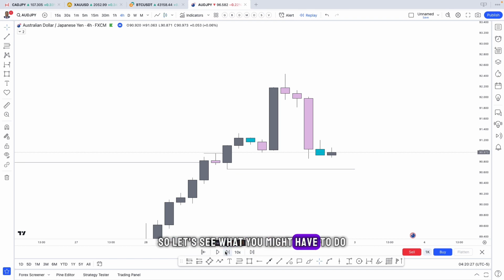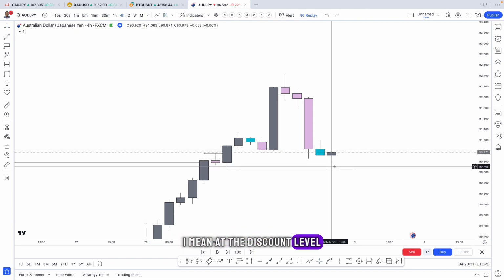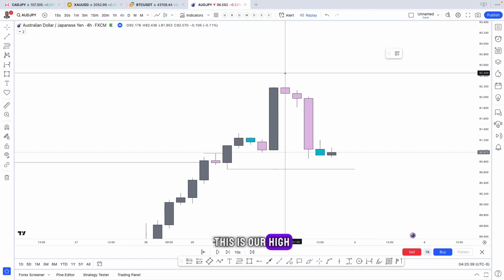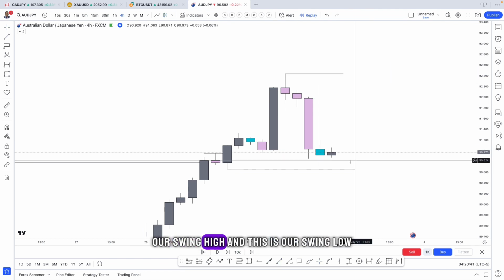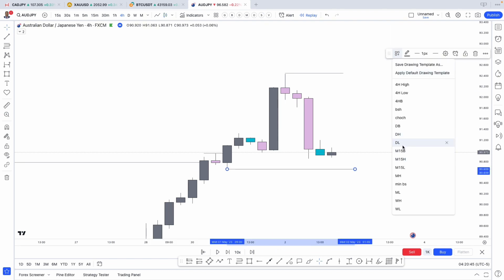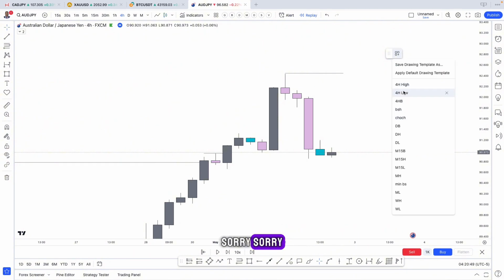So let's see what the market will do. Now we are at the premium price, right? I mean at the discount level where we want to be buying from according to what we are trading, and we know where our highs and lows are already. This is our swing high, and this is our swing low. This is a daily swing low for me.